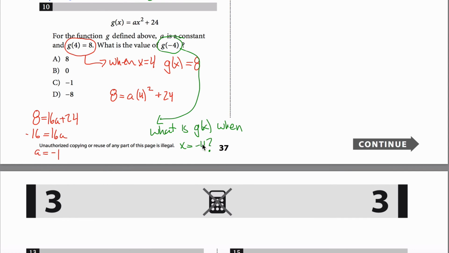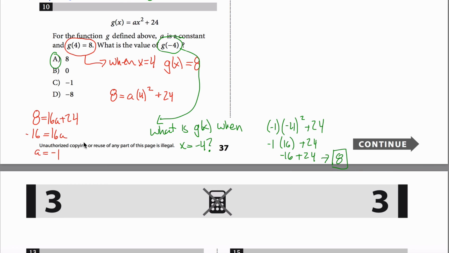And now you have all the information you need to solve this problem. What is g of x when x equals negative 4? Well, if x equals negative 4, I have a, which I know is negative 1, times negative 4 squared plus 24. So I would have negative 1 times positive 16 plus 24. I would have negative 16 plus 24. In other words, I would have positive 8 as my answer.